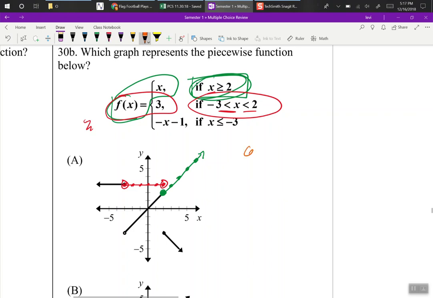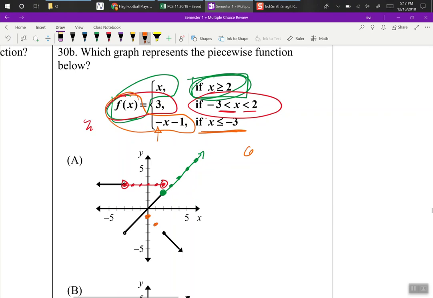And then our last one, a -x minus 1 for x values that are less than -3. Well, what's our y-intercept? It's -1. We're going to end up not wanting that. And then -1 is our slope, so that means we should be going down 1, right 1.